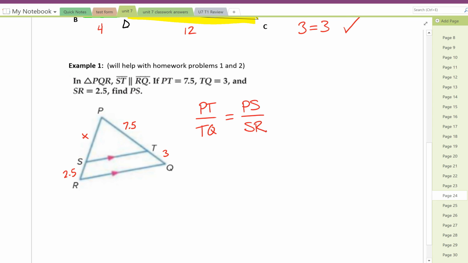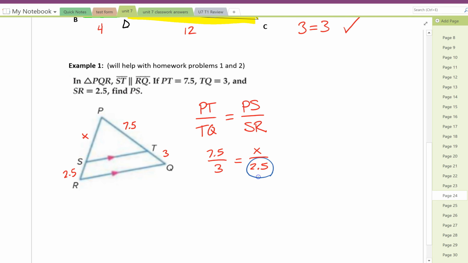So I'm going to plug in the numbers that I have and then figure out what I've got to do to calculate the number that I don't have yet. PT is 7.5. TQ is 3. PS is the one I don't know yet, and SR is 2.5. So we did a little bit of this, but if you forgot, that's okay. When you have fractions on both sides of an equation, what you want to do is what's called cross multiplying.